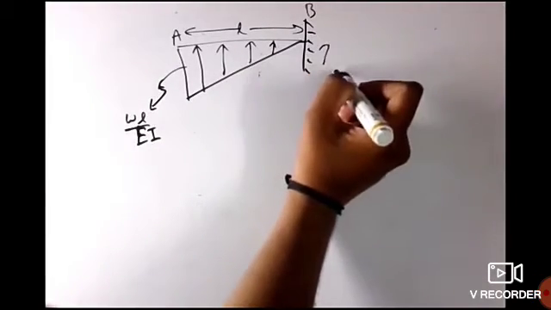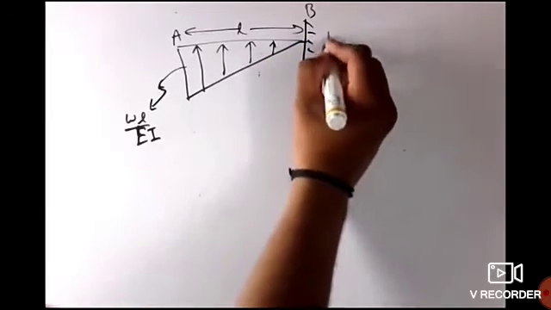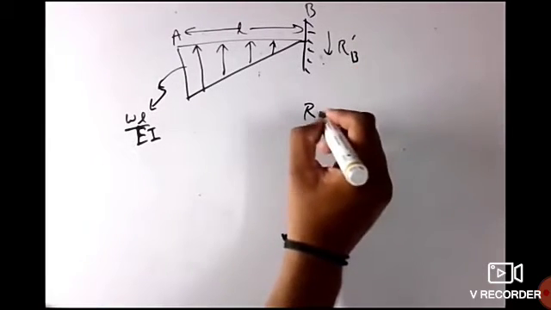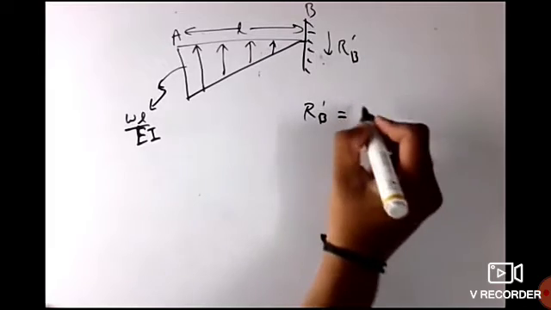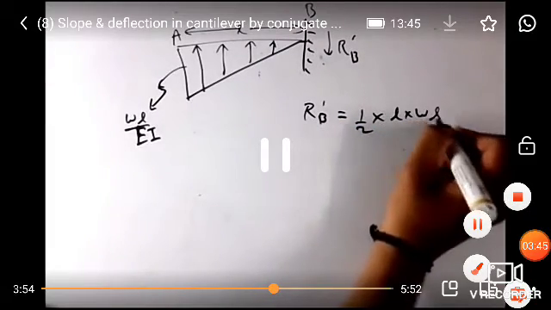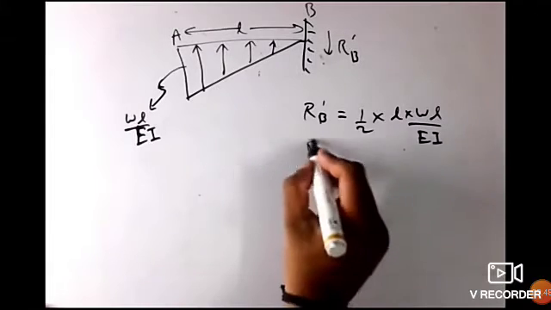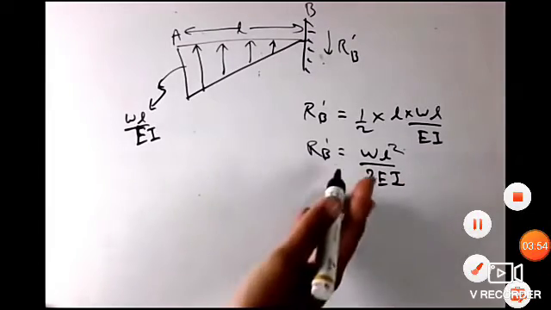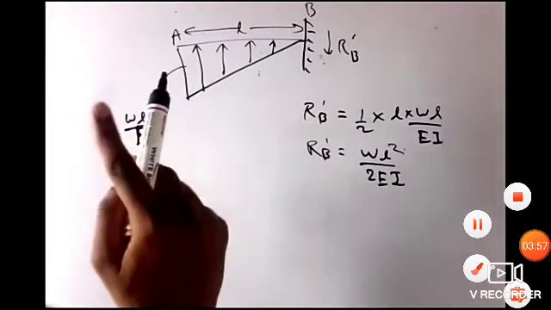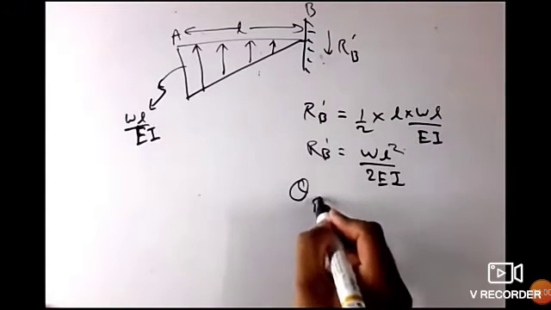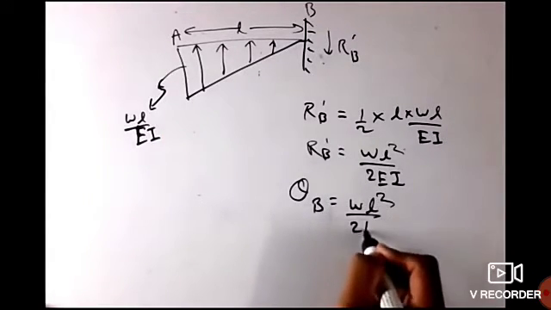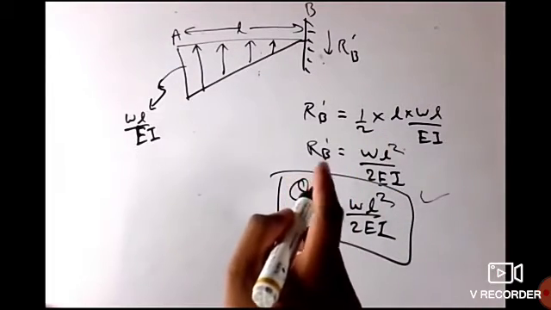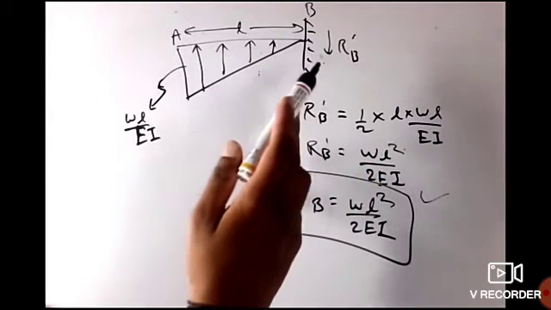So now let's solve this. So we have to find out the reactions at B. Before that, the load is upward, so the reaction will be downward. So the reaction will be RB dash. RB dash is directly the area of the triangle, half into length into WL by EI. So directly the RB dash value will be WL square by 2EI. And what we had told is that the conjugate reaction is the slope in the real beam. So theta B is equal to WL square by 2EI, because the slope in real beam is equal to reaction at conjugate beam.